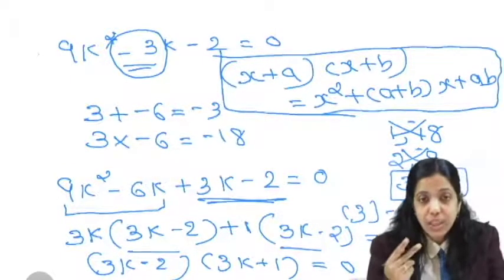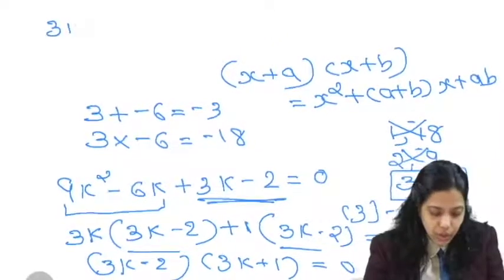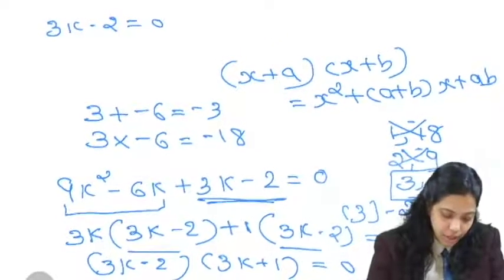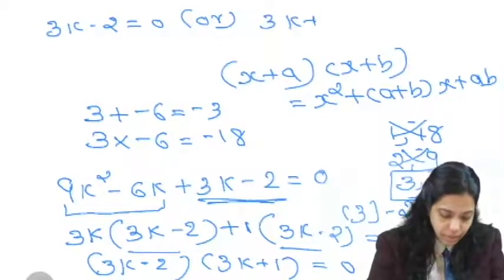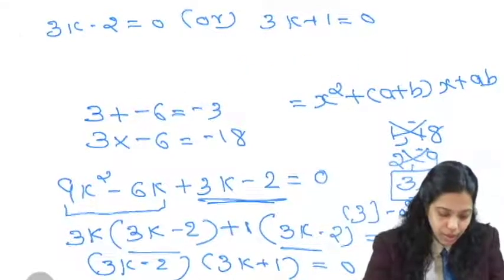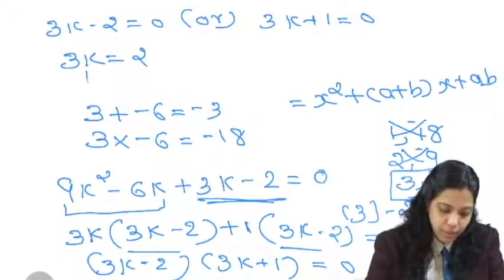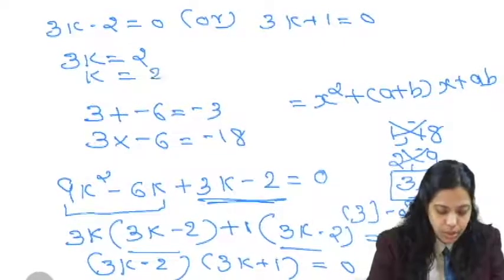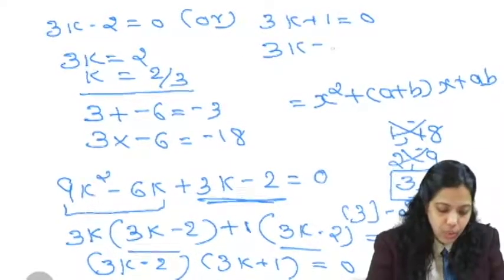That means we are getting two linear factors. We can equate each linear factor with 0. So here we will get 3k minus 2 equal to 0 or 3k plus 1 equal to 0. If I equate the first bracket with 0, we are getting the value of 3k as 2. So what is k? k equals 2 by 3. Now the second case, 3k equals negative 1.